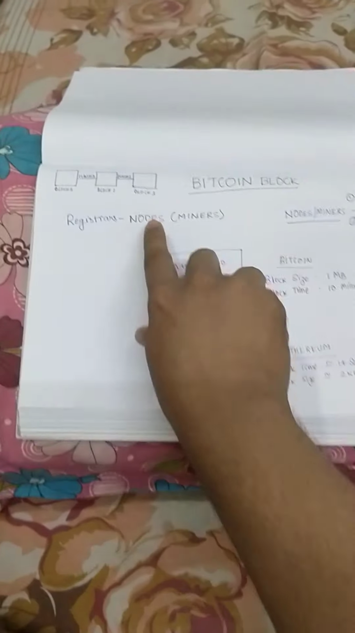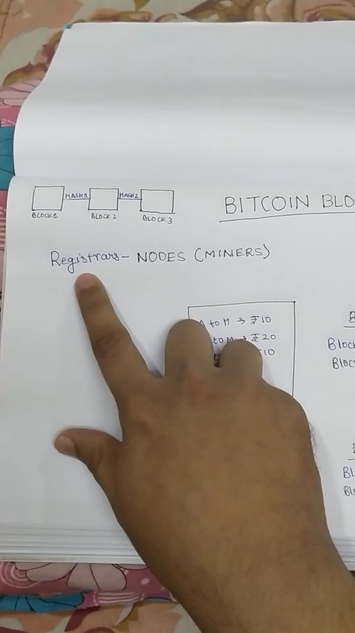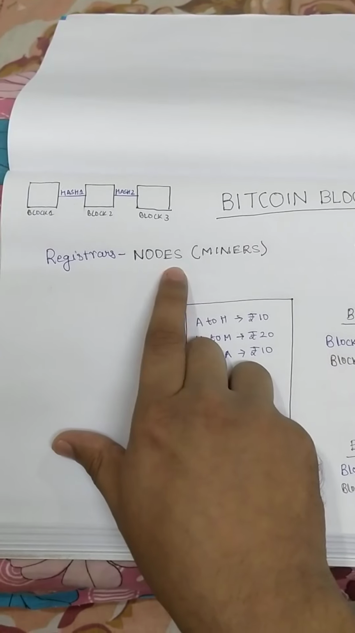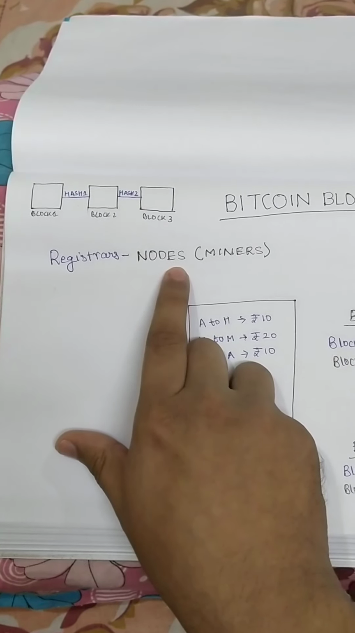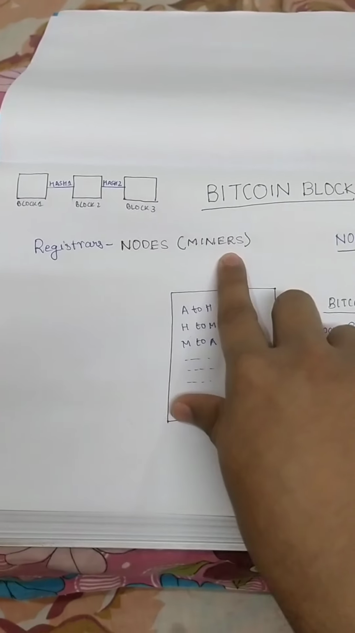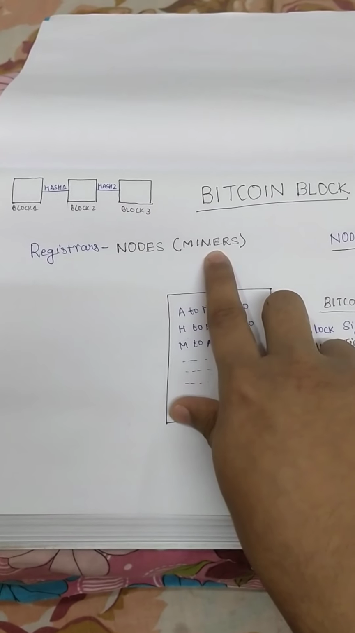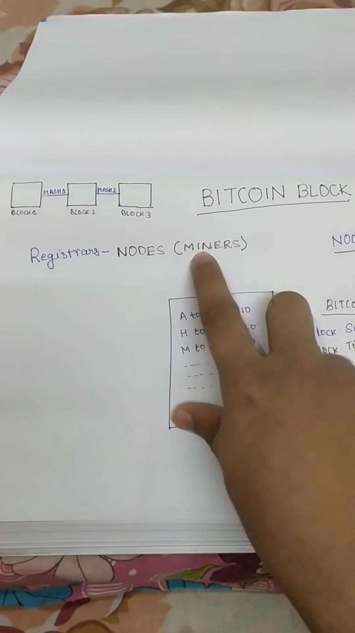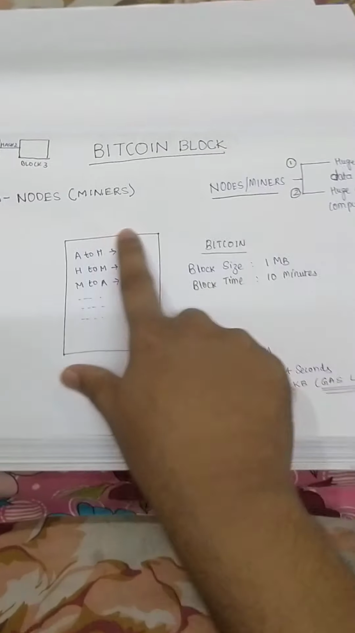So, as I did a quick recap of the first video, wherein we were having registers, in software terms these are called nodes, right? Technically they are called nodes, but they are most famously known as miners. I think you might have heard of this term, miners, because many of us thought of mining bitcoins, right? So these are nothing but nodes, nothing but the registers which I had explained in the first video.